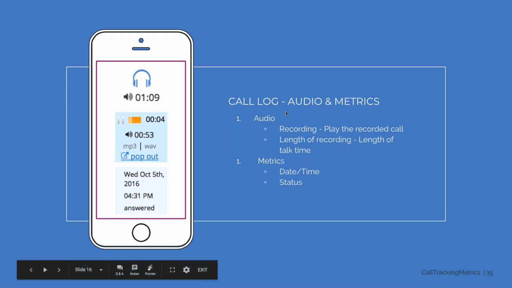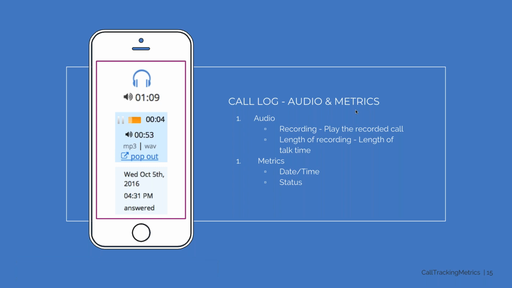Up next in our call log is going to be the audio and metrics field. Now, this is something that inside of accounts can be disabled. So if you don't have access to this, you might have an access control group. Here, it's going to show the recording, and you can click it and it will play. It will tell you the length of the recording, total talk time, and then you're going to get simple metrics here of when this call took place and the status of it.